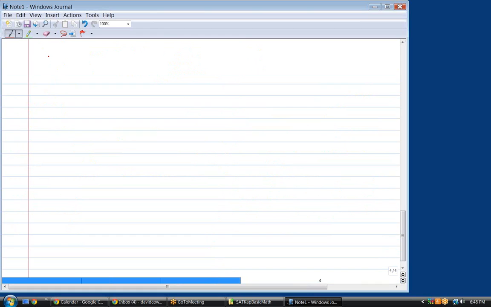4 sine, parentheses, pi over 4 x plus pi. Ah, we got a phase shift now. End parentheses minus 5. Okay, so we got everything going on here.